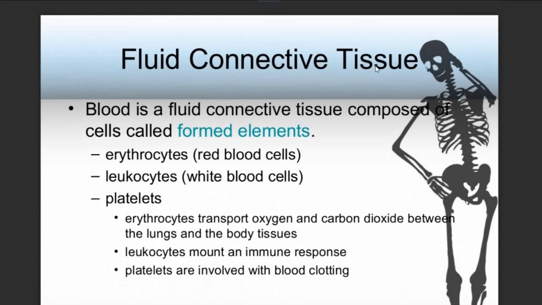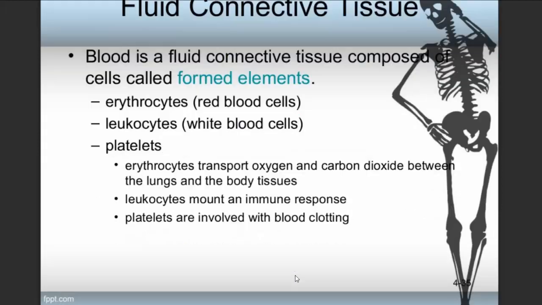Fluid connective tissue. Blood, as I already told you, is an example of fluid connective tissue, which is composed of cells, the formed elements: erythrocytes, red blood cells, and leukocytes, white blood cells. And we have the fragments of cells called platelets. Erythrocytes transport oxygen and carbon dioxide between lungs and body tissues, whereas the leukocytes maintain the immune response. Platelets are involved with blood clotting.